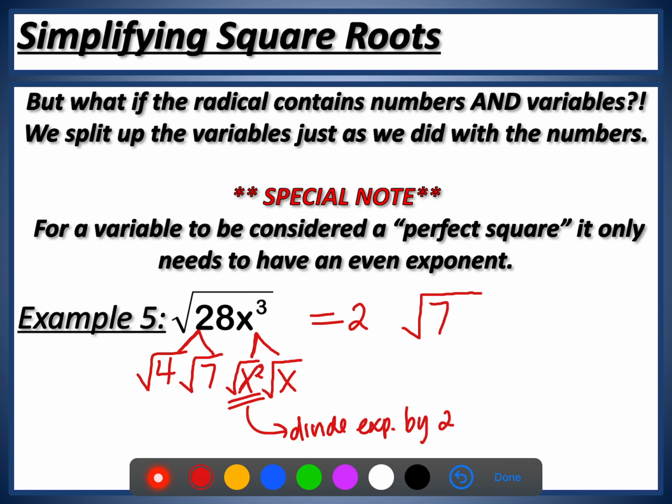And that's how we take it out of the square root. So it comes outside as simply an x. Okay, and the one that was not even, that's going to remain inside the square root, and we're going to put it together with the 7. Okay, so they keep each other company. Okay, let's try that again with the exponent because that can be tricky.